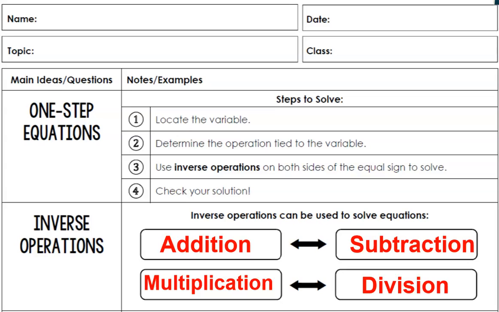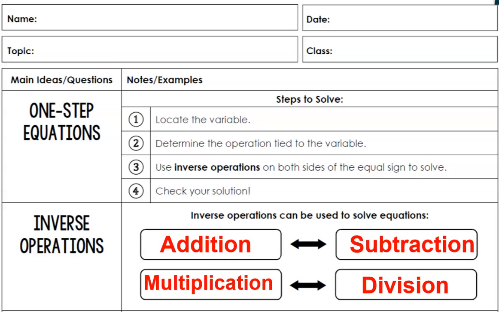That's where you begin. The second thing is to determine the operation tied to the variable. Is something being added to the variable or subtracted? That's called a constant. Is something multiplying or dividing the variable? That's called a coefficient. And you need to figure out what that operation is, because step 3 is to undo that operation. Use an inverse.